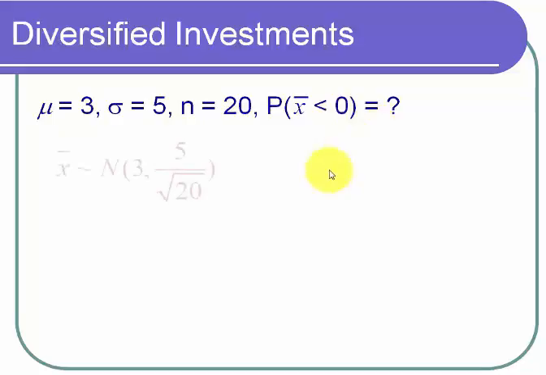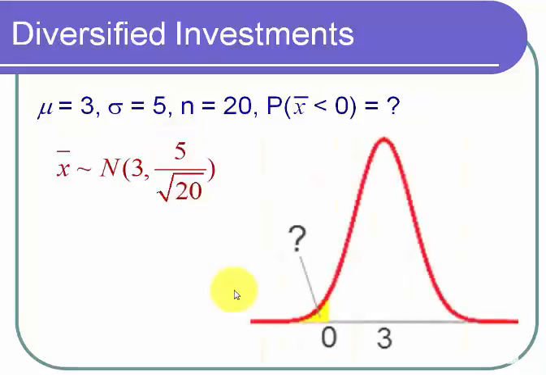So we can use our central limit theorem. X bar is approximately normal because our original distribution was assumed to be normal. Our mu was 3. And our sigma sub x bar is 5 over the square root of 20. We could draw a picture of this. Here's good old 0. The mean was 3. We want to find out the area to the left of 0.